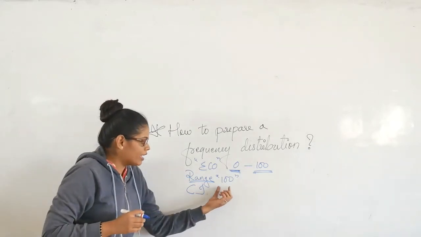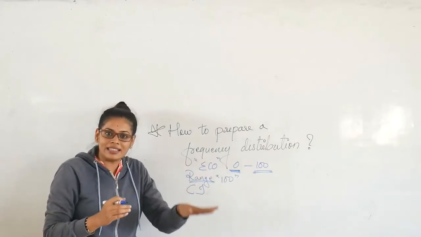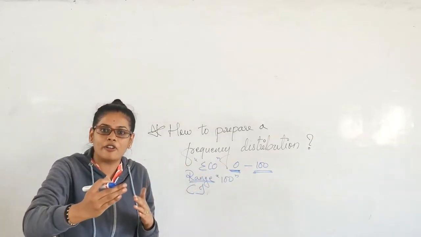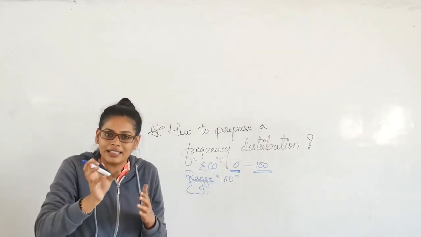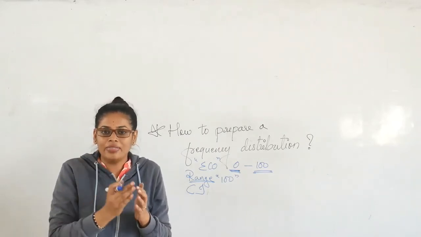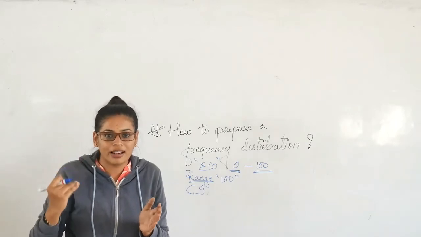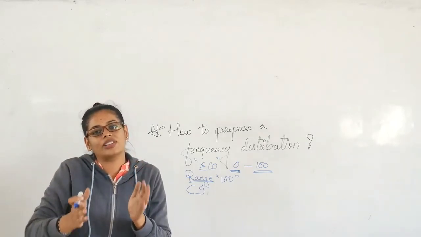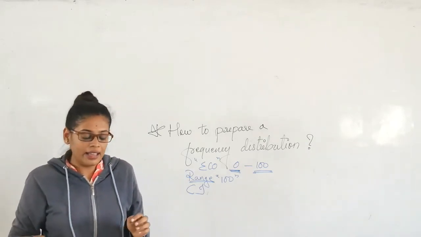So that's the reason we have to calculate this range, and then we decide the class interval, or what should be the range in between this class interval, and then we decide the number of classes, right? So the first question and the second question are interlinked.